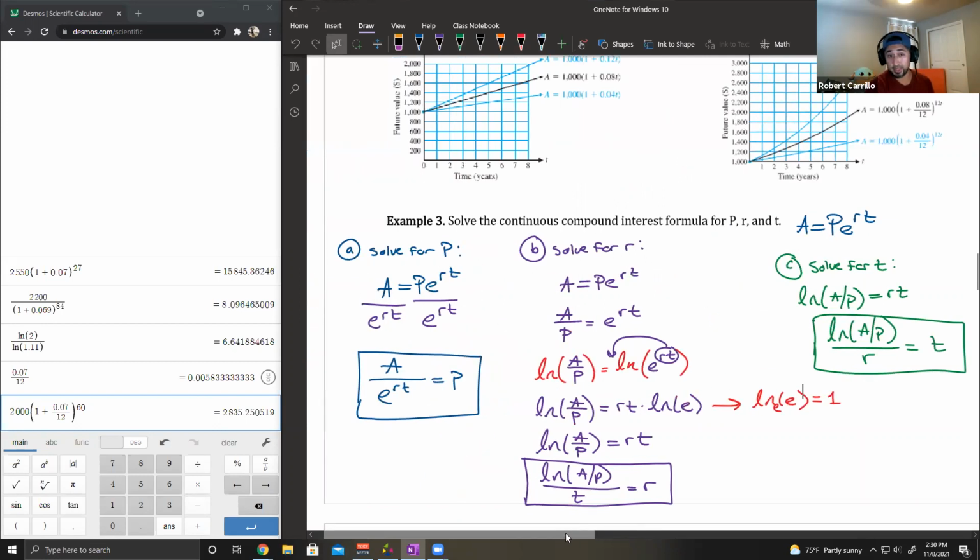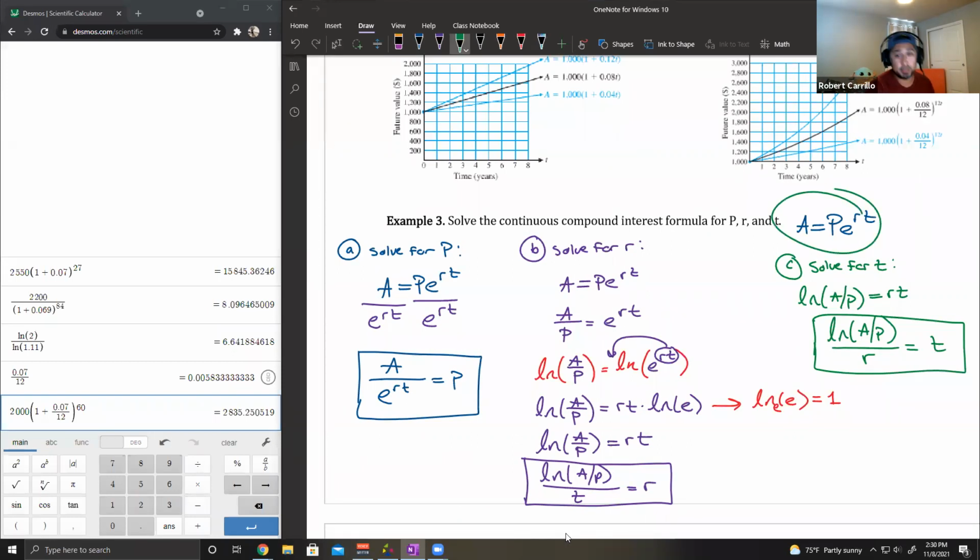One formula solves for P. One formula solves for the rate. One formula solves for time. And the original formula solves for how much money you would have at the end. So it solves for A, the final amount.